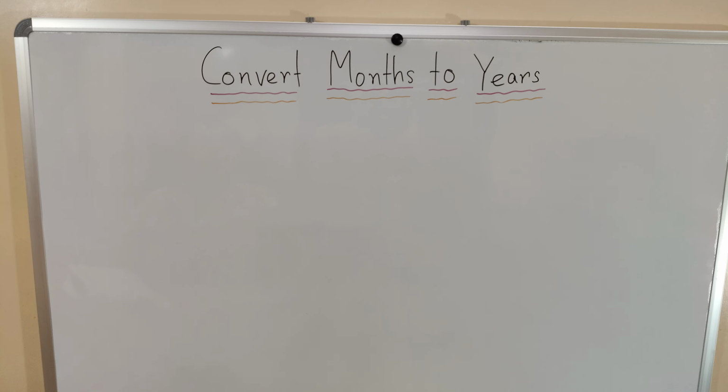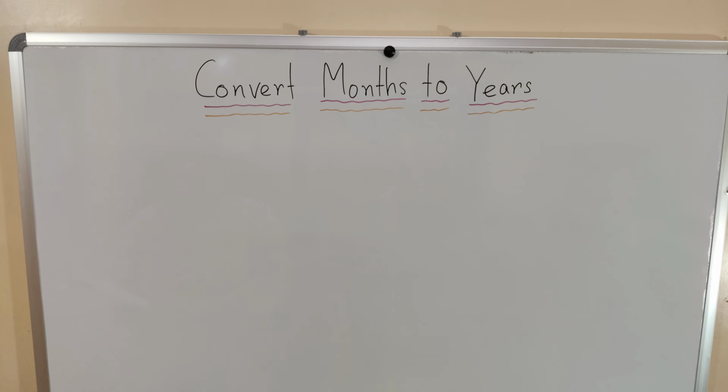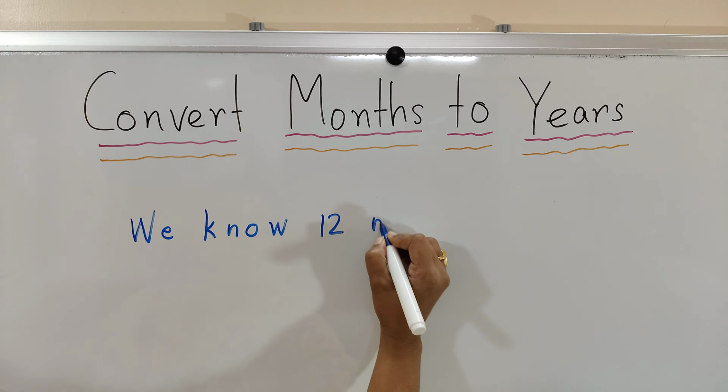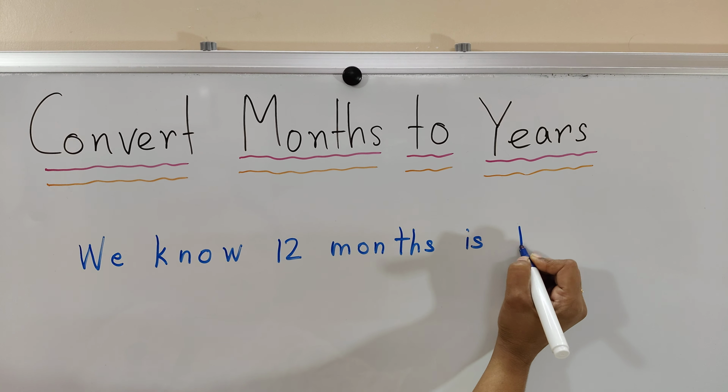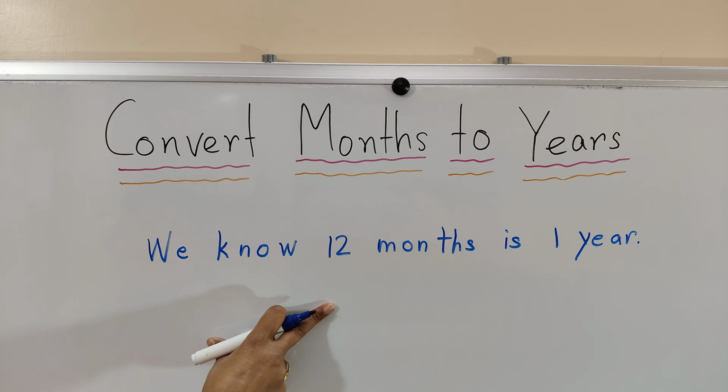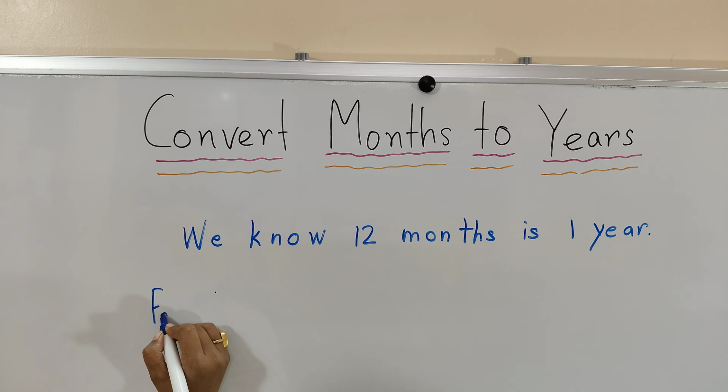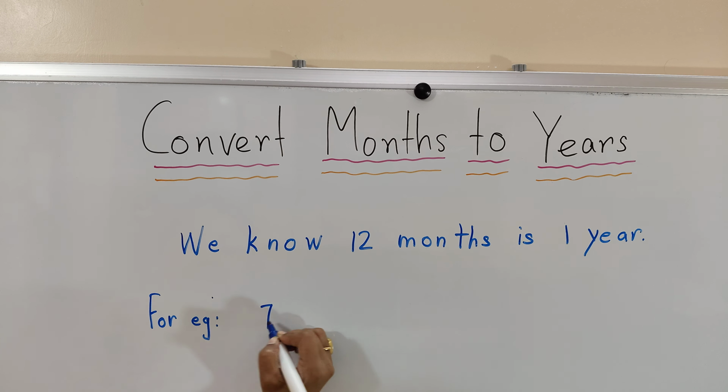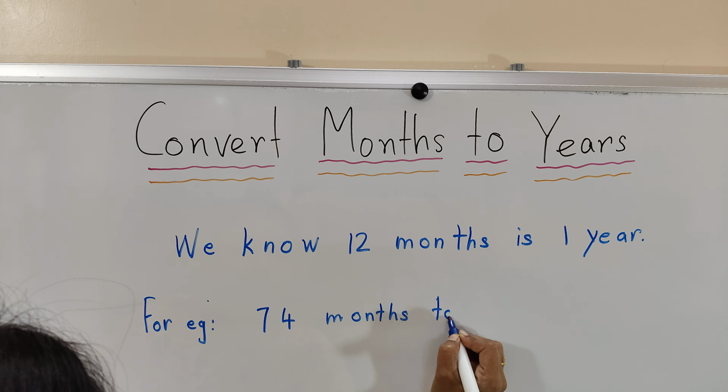Today we will learn how to convert months to years. We know 12 months is 1 year. So let's do a few examples based on this. For example, convert 74 months to years.